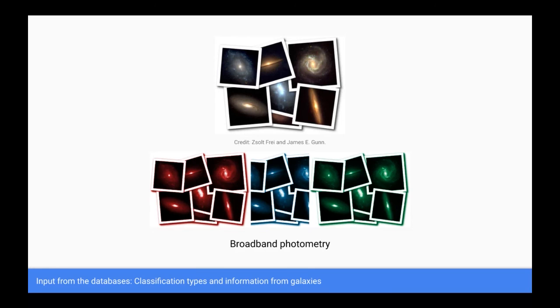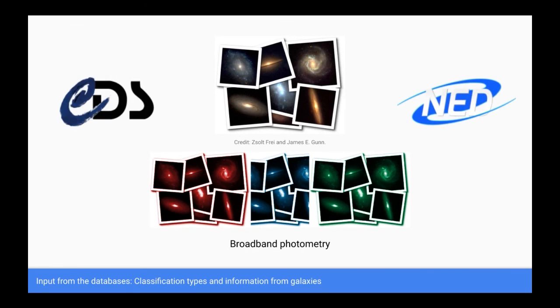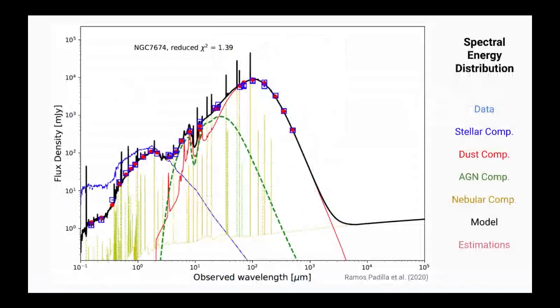So for example, if you're looking at red, the galaxy is going to look very different than if you look at blue. And that's not only for the optical part, but we also have infrared, ultraviolet, and in some cases, X-ray, radio, and other wavelengths. So that information from these pictures, we also can get it from the databases. And what we do is use this data and model it through a spectral energy distribution that takes into account different components, the stellar component, dust component, the AGN components, and we create a model.